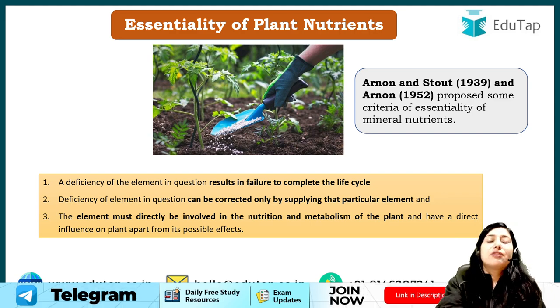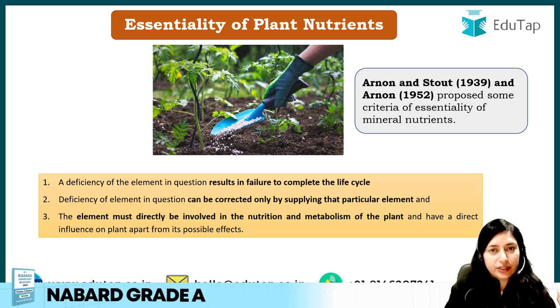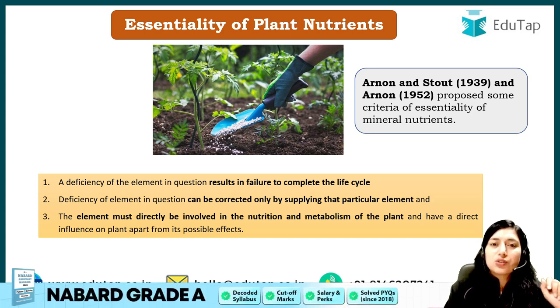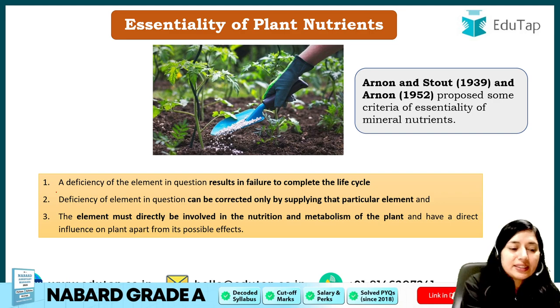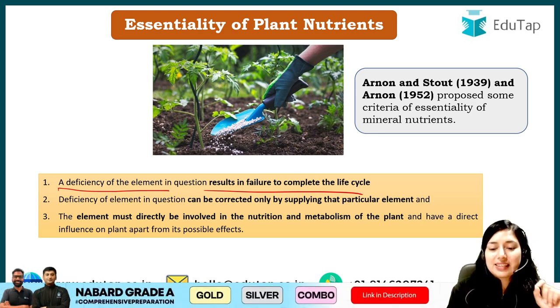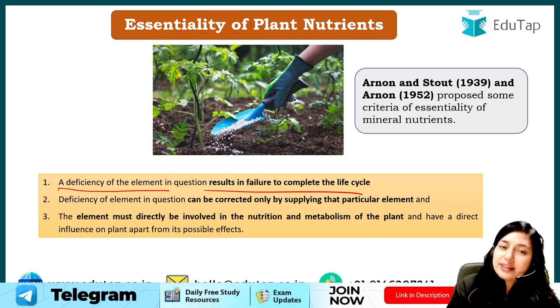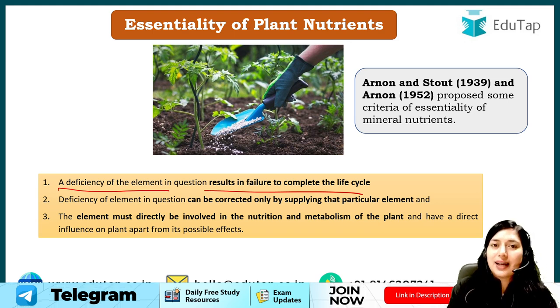So basically there were a few criteria given. If any particular nutrient falls in these criteria, then that nutrient will be called an essential plant nutrient. Okay? And what were those criteria? Students, the first criterion is that deficiency of the element results in failure of the complete life cycle of the plant. Means if any particular nutrient is found deficient in a plant, the plant will not be able to complete its life cycle, right? If there is such a nutrient, that will be considered an essential nutrient.